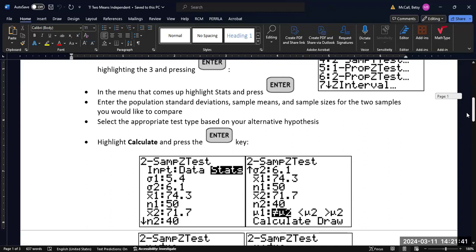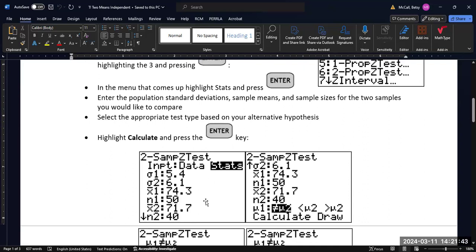And then when the screen comes up, you have to choose. In this example, they've given us the statistics, not the data. And so we'll scroll over to stats and make sure that is highlighted. And then we're going to enter our information for the problem. So the standard deviation for the online students was given to be 5.4. Again, notice the sigma, it's telling us about the population standard deviation. The second sigma is for the traditional students. Their standard deviation was given to be 6.1.